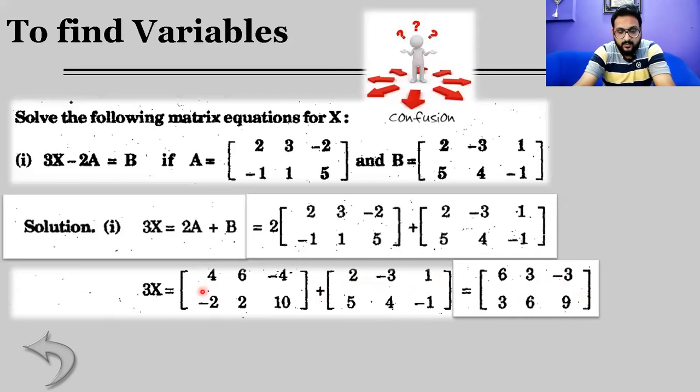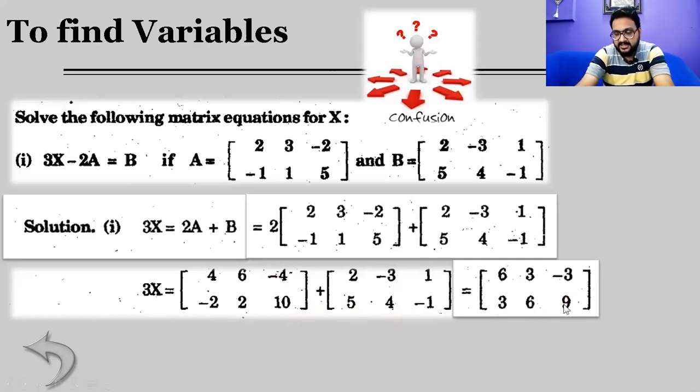I'm using the direct way. So 4 plus 2 is 6. 6 plus minus, that is 6 minus 3, is 3. Minus 4 plus 1 is minus 3. Minus 2 plus 5 is 3. 2 plus 4 is 6. 10 plus minus, that is 10 minus 1, is 9.